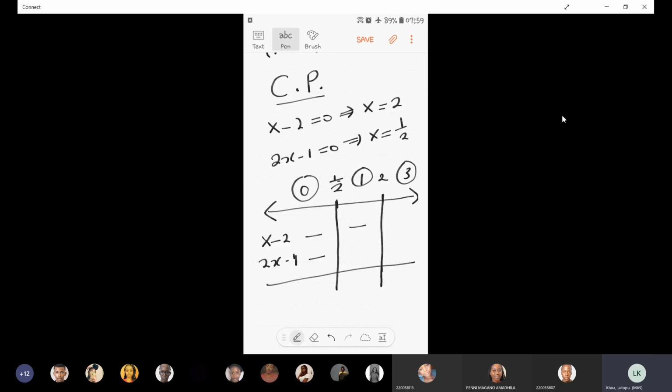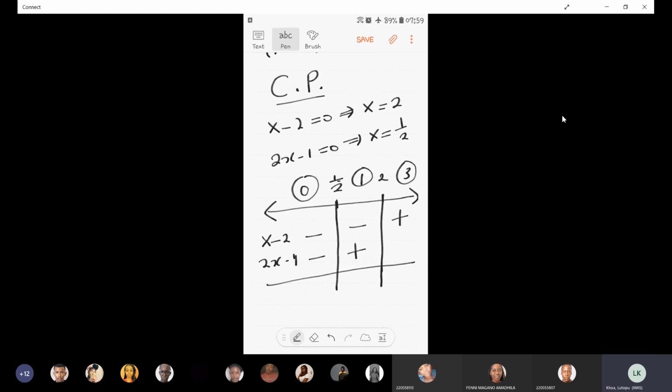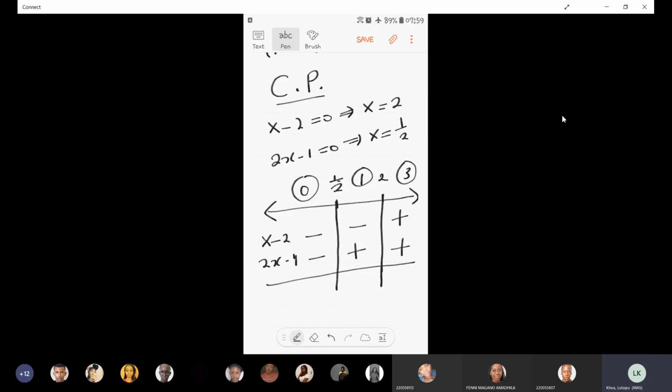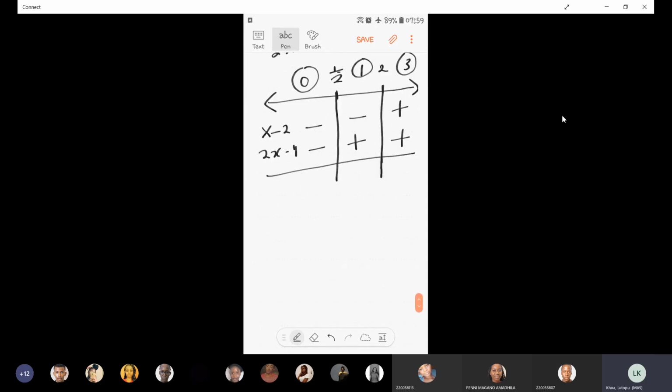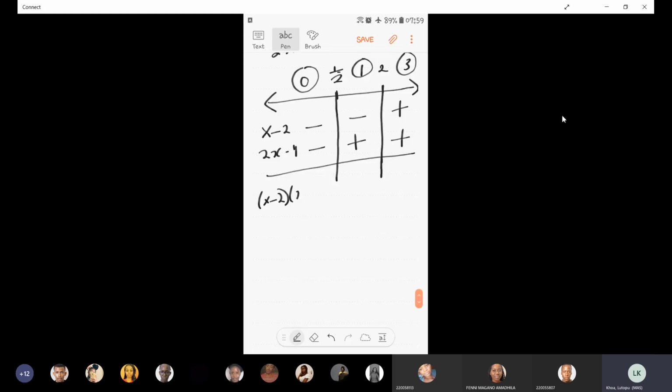2 times 1 minus 1 is positive, and then 3 minus 2 is positive, and then 2 times 3 minus 1 is positive. So notice I'm not interested in the value of the answer, but in just is it positive or is it negative, and that's it. Then you put your product, then you multiply the signs. Negative and negative, this will give me positive. Negative and positive, this gives me negative. Positive and positive, this gives me positive.